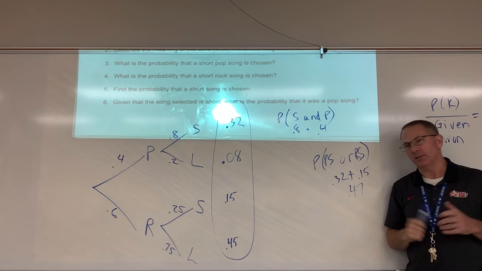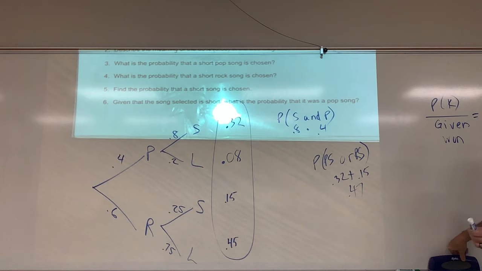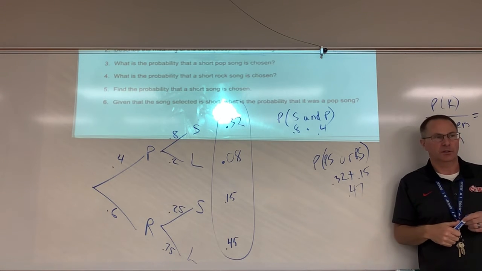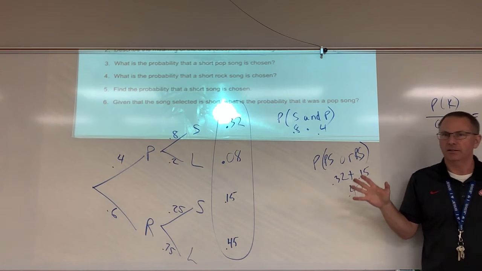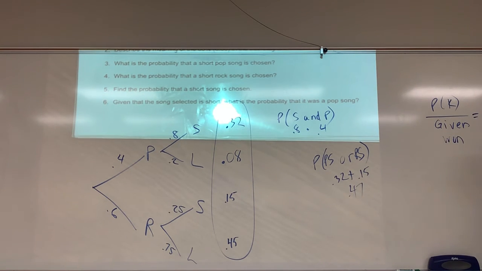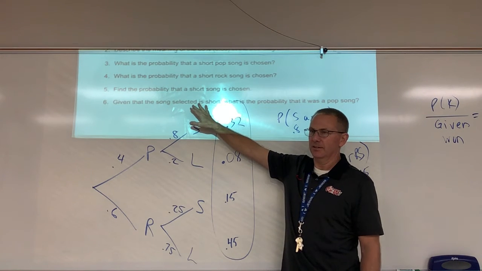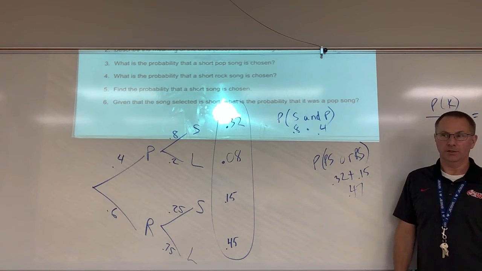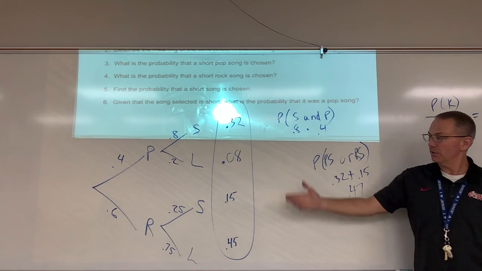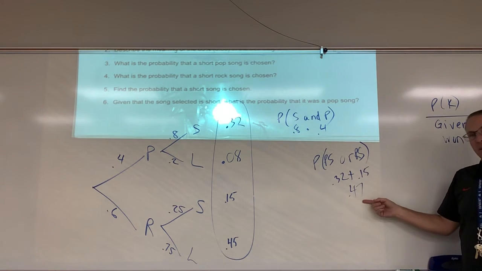All right, now let's do the given. The given was the difficult part. Remember what we said about the given, okay? Given that the song selected is short, stop right there and figure out what that says. The given is your denominator. It's all of the short stuff. Using these values, what are you going to do? You add all the short probabilities together, 0.32 and 0.15, which is what we just did right there.